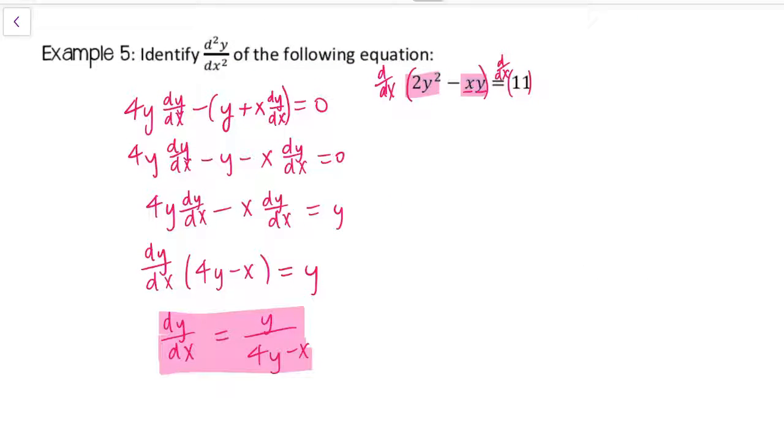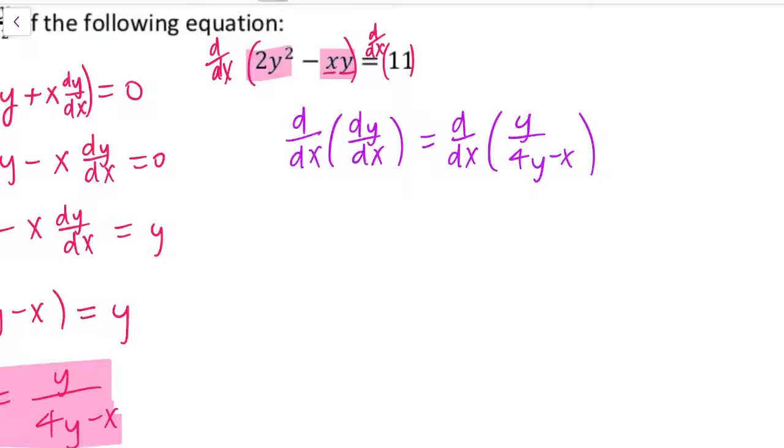So to find the second derivative, we just take the derivative of the derivative, right? So that means we need to take the derivative with respect to x of the left-hand side, dy dx, and the right-hand side, oops, not a 4, y over 4y minus x. Well, on the left, we're just going to get our second derivative, right? That's important and good because that's what we wanted to do. On the right, we get to use quotient rule.